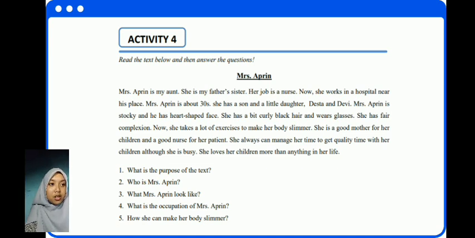Okay, for the next activity, there is a fourth activity. So the students have to read the text about Mrs. Aprin and then answer the questions. Okay, this is the text about Mrs. Aprin. Mrs. Aprin is my aunt. She is my father's sister. Her job is a nurse. Now she works in a hospital near her place. Okay, I'm so sorry, there is a typo. I think you can read by yourself.